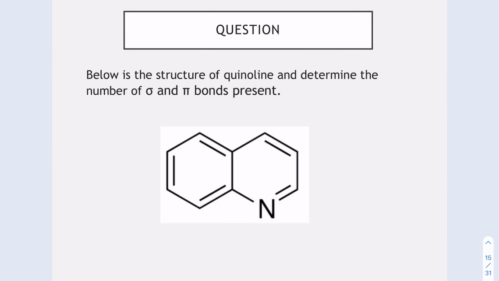Okay, I've got a question for you. Feel free to pause and answer this question. Here we have a structure of quinoline, and I want you to tell me how many sigma and pi bonds are present in this molecule, please.